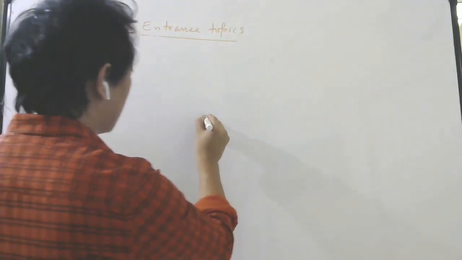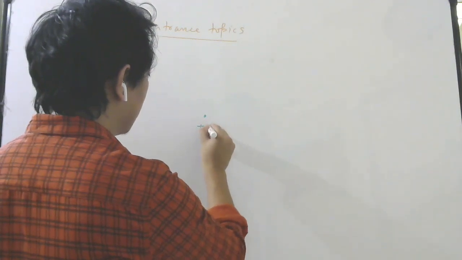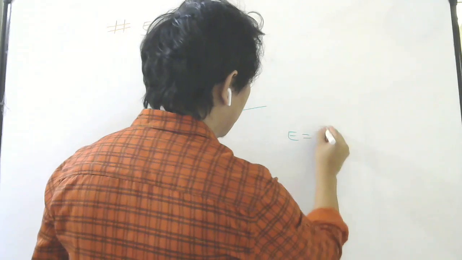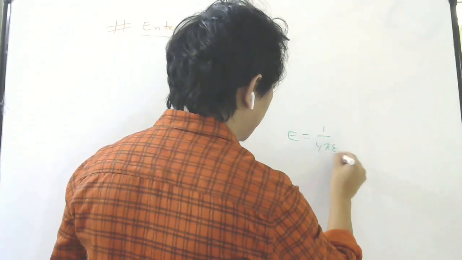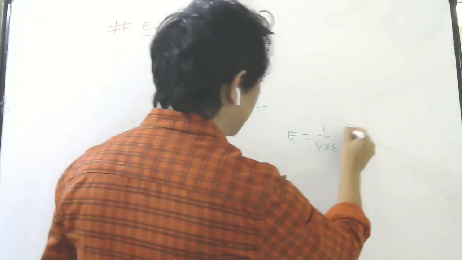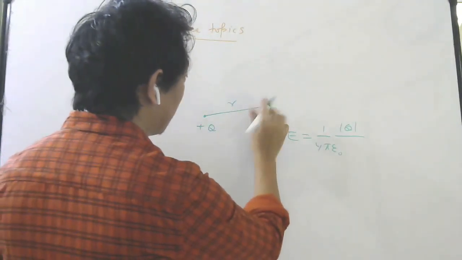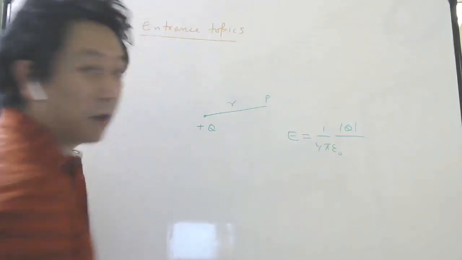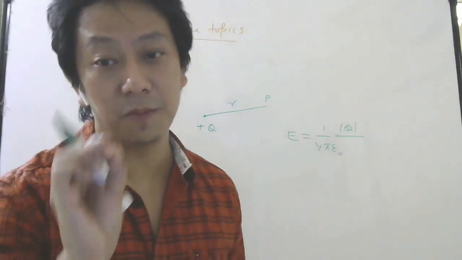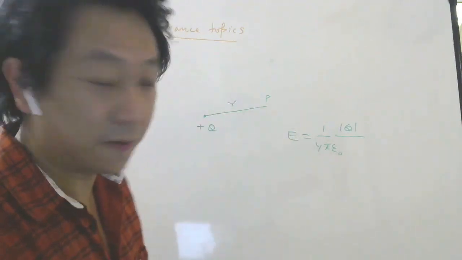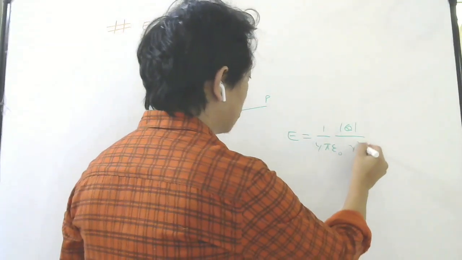If you have a point charge plus q, then electric field at a distance r, what is the magnitude? 1 by 4 pi epsilon naught, the value of the source charge in magnitude divided by distance of the source charge from the point. And P is called what point, if you remember? Observation point. Meaning that is the point where we want electric field. So here we write r square.